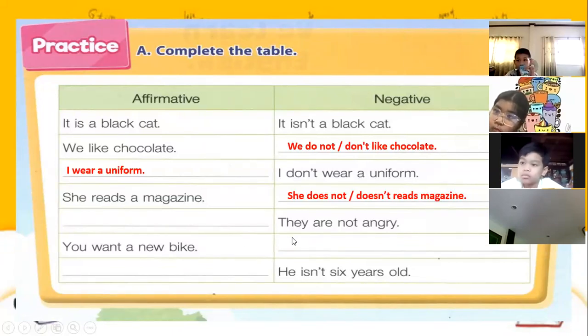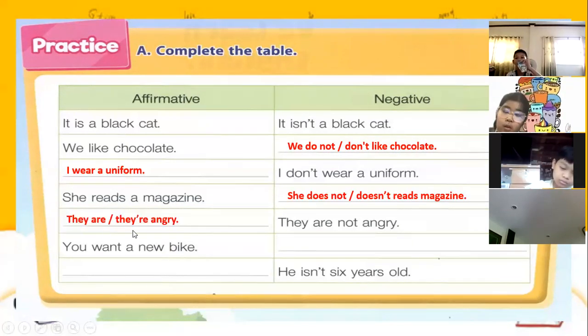Sentence number 5. They are not angry. What will be the affirmative sentence? They are angry. Very good. They are angry.